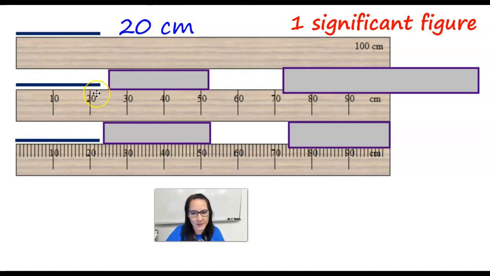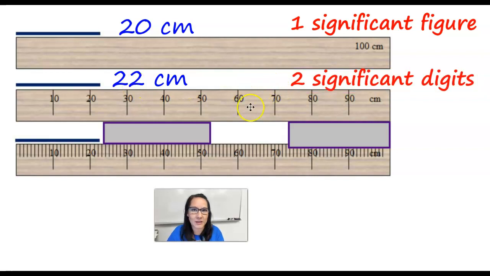In this ruler, we could say for sure that it's 20, and then I have to guess a little more. 20 what? And maybe we'll say it's 22. But that's as far as I can go. I can't estimate any further than that. I don't have any more lines to go by. So what I'm sure about is that it's at least 20, so this is a certain digit. And then what I'm estimating is that it's 22. And so this is going to be my estimated value, and both of these will be considered significant. So this has 2 significant digits.